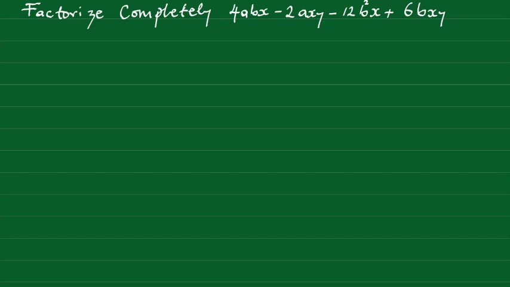We have this question from JAM 2004, question 20, where we are asked to factorize completely 4abx minus 2axy minus 12b square x plus 6bxy. So we dive straight into our question by writing solution.